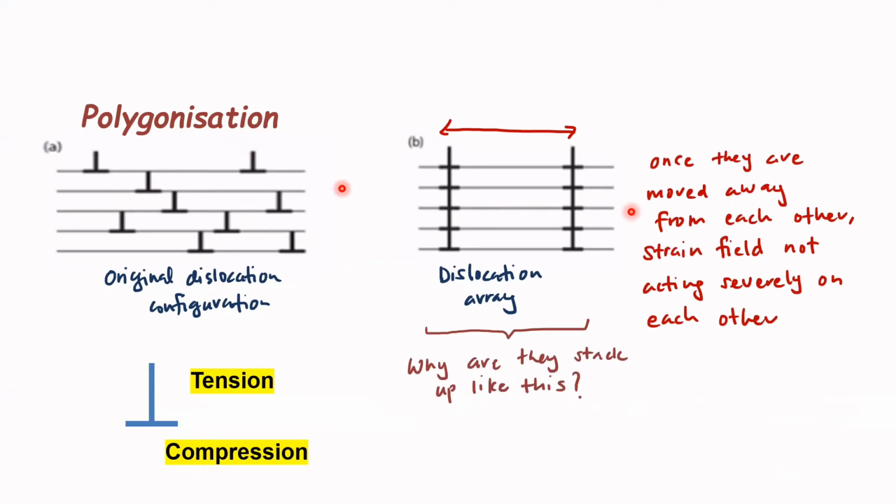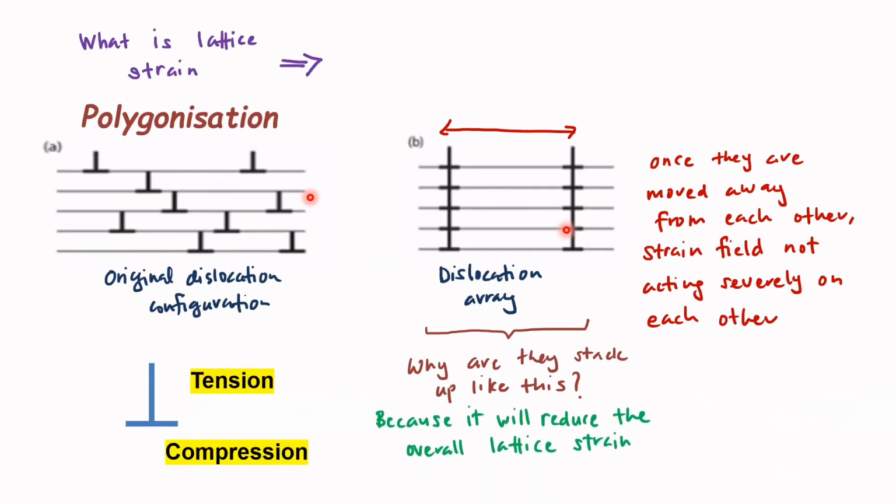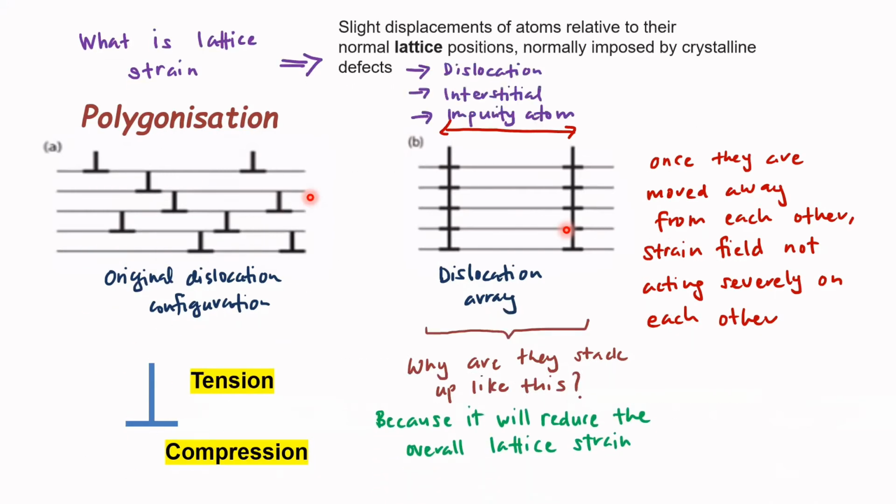So how can we define lattice strain? We can define lattice strain as a slight displacement of atoms relative to their normal lattice positions, normally imposed by a crystalline defect that may be a dislocation, interstitial, or impurity atom.